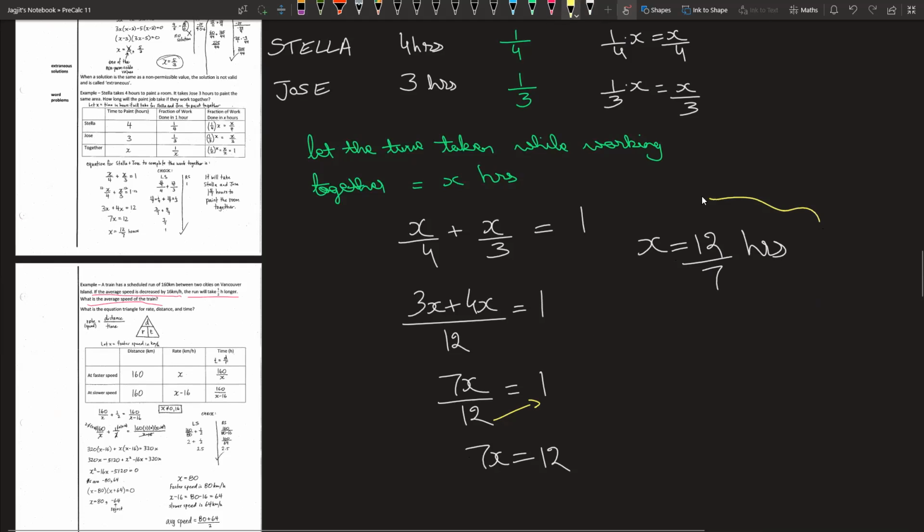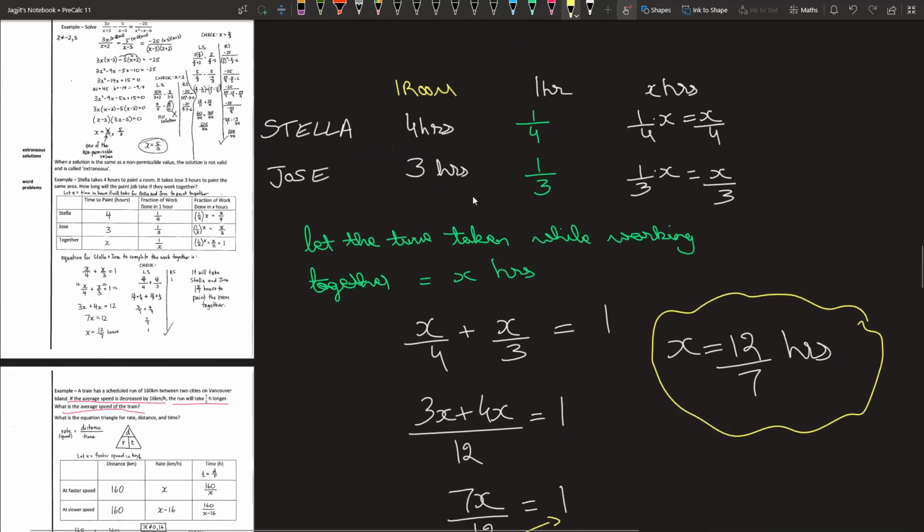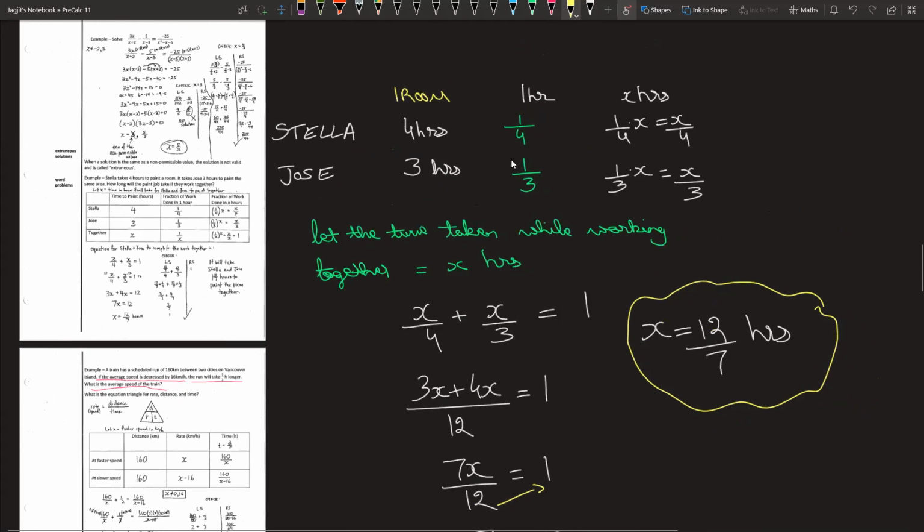You will get this question or some version of this question on your test. I guarantee you that. Okay. This is a tough question. Solving, you see, once you get the equation, the solving part is super easy. But the hardest part is setting up this question.